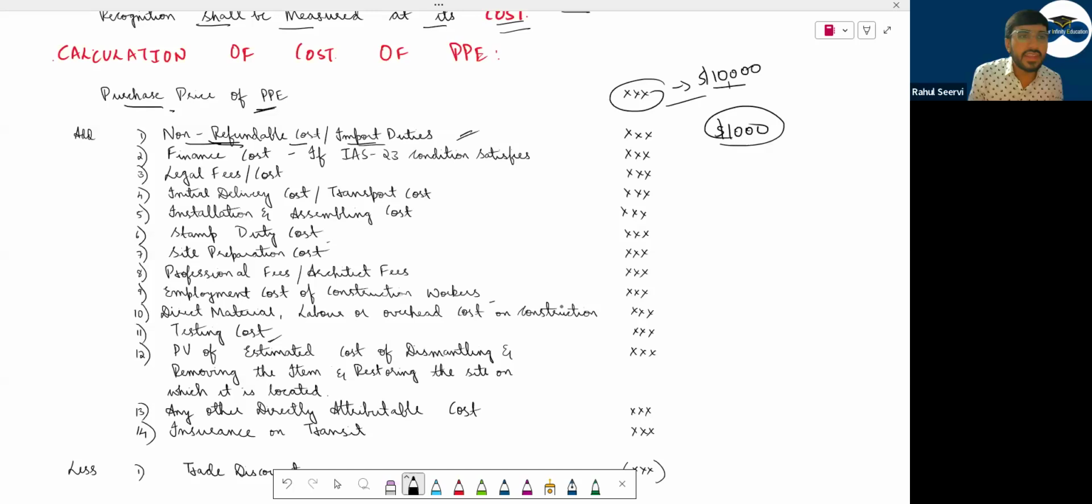Then second one, finance cost. What does finance cost mean? Say that to purchase this PPE, you have taken a loan. On this loan, you are paying interest. Let me take an example. This 10,000, on this you are paying 10%, $100,000 is the interest which you're paying. This interest, can you add to this? Yes, you can add to this if IAS 23 conditions are satisfied.